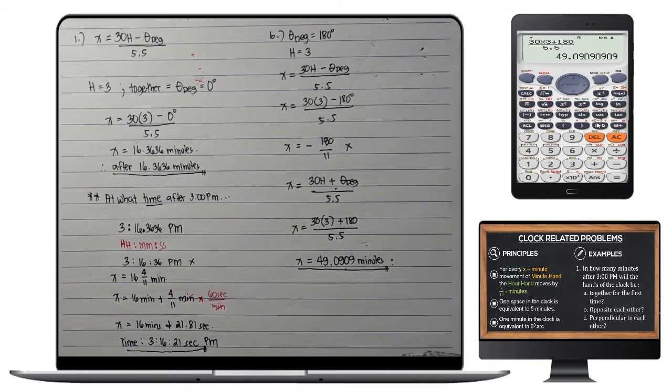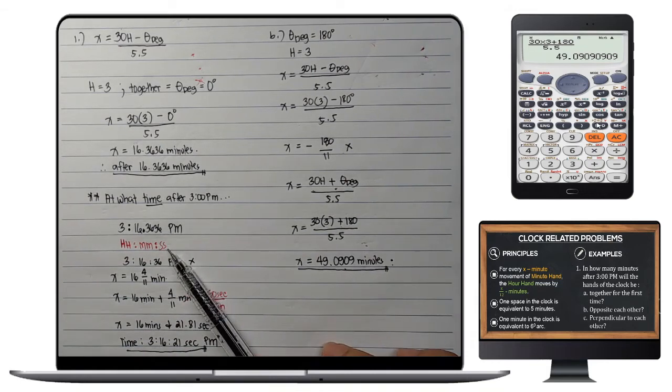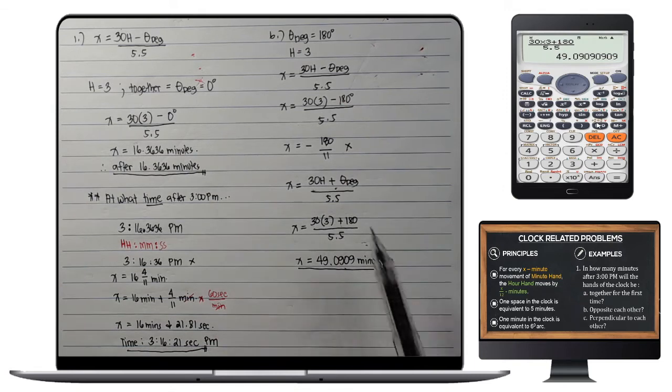Okay? Whereas, at 3:16 PM, nasa hulihan pa yung ating minute hand, by this time. Dito sa una nating na-solve, nasa hulihan si minute hand. Dito, nasa unahan na siya. Okay? Kasi initially, yung hour hand natin is ahead sa minute hand. Okay? But since mas mabilis gumagalaw yung ating minute hand, after some time, nauunahan niya na ito.